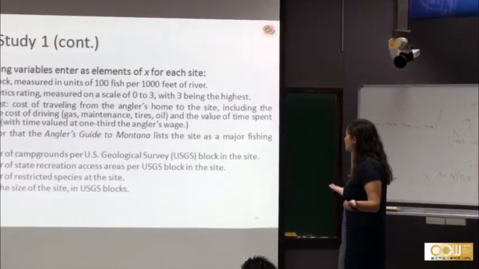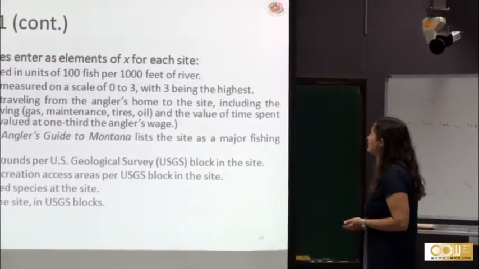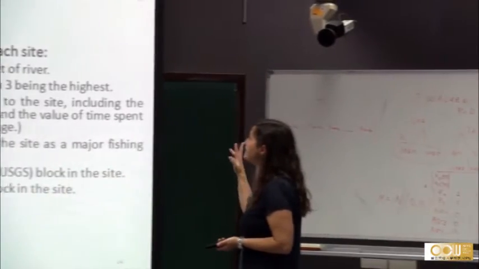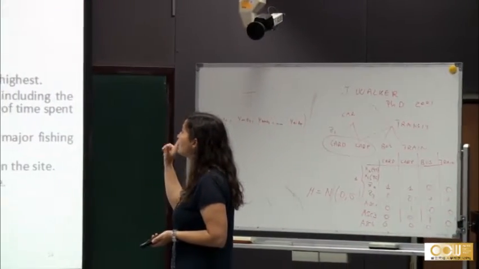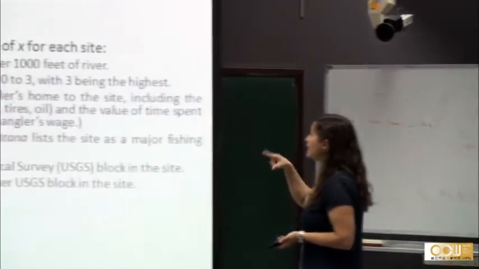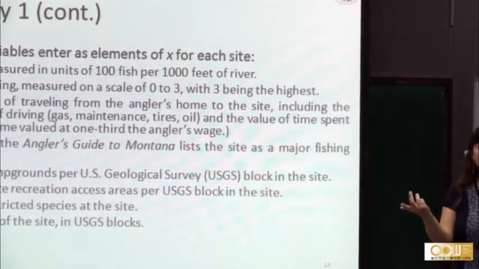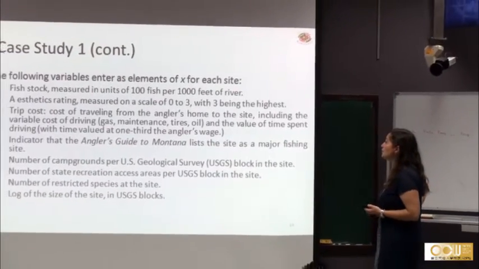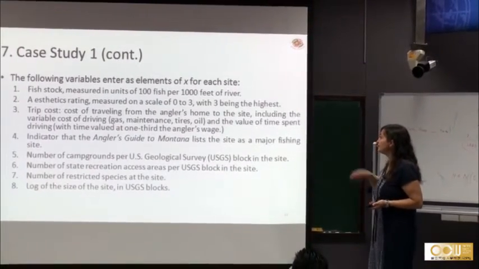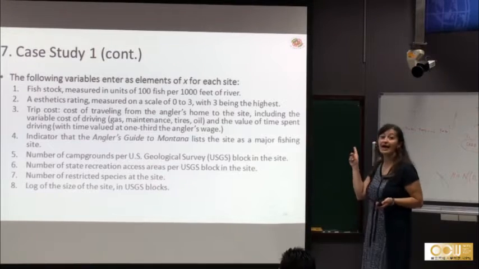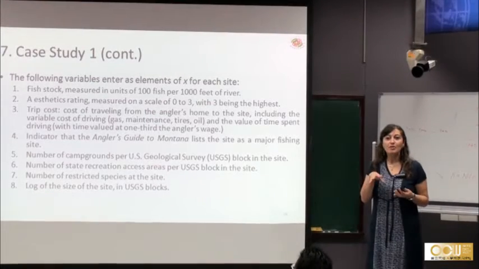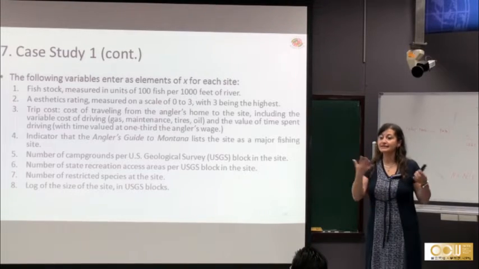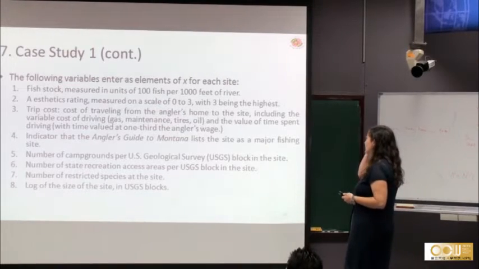Then you add the trip cost, from home to the site, including both the cost and the value of time spent, equivalent to cost. So he's converting time into cost. At the end, he has just cost. You have another indicator saying if the site is listed in a guide. Probably if this site is listed in the guide, it's quite popular. It attracts more people. That's why he has this variable.